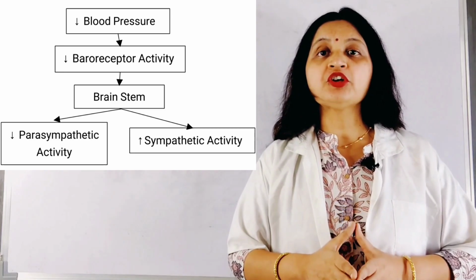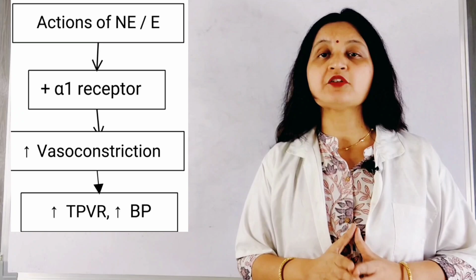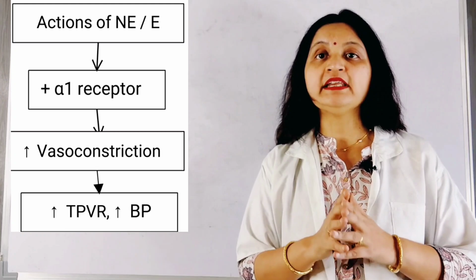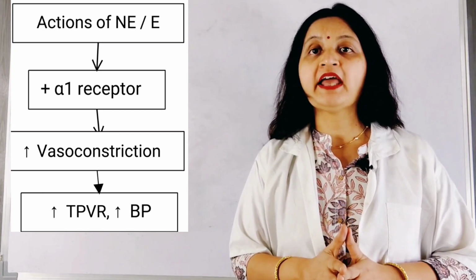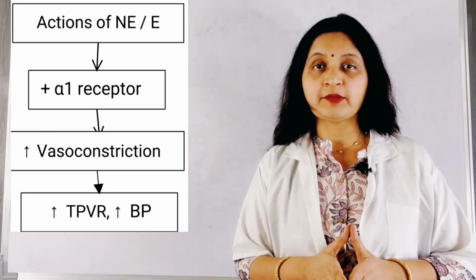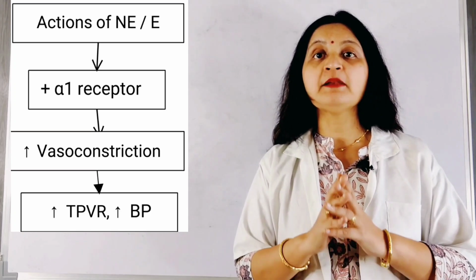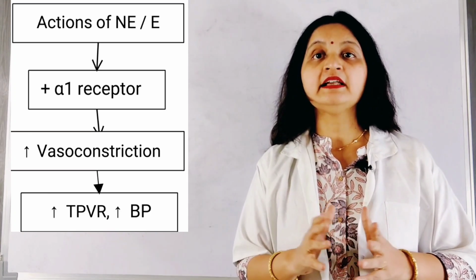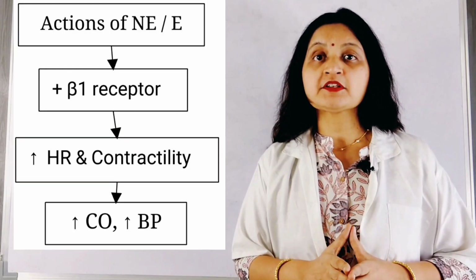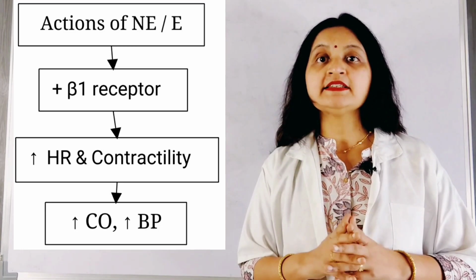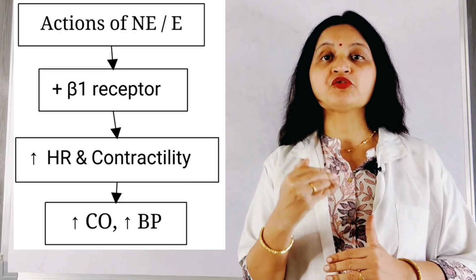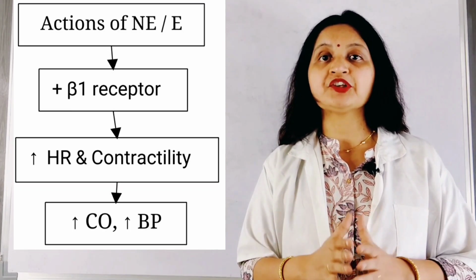So activation of the sympathetic system causes increased release of norepinephrine from the sympathetic nerve endings and epinephrine from the adrenal medulla. Both norepinephrine and epinephrine act upon the alpha-1 receptors of the smooth muscles of the blood vessels, increasing the total peripheral vascular resistance, resulting in a rise in blood pressure. Also, the beta-1 receptors of the heart are stimulated and this increases the contractility and the heart rate. This increases the stroke volume, cardiac output and the blood pressure rises.